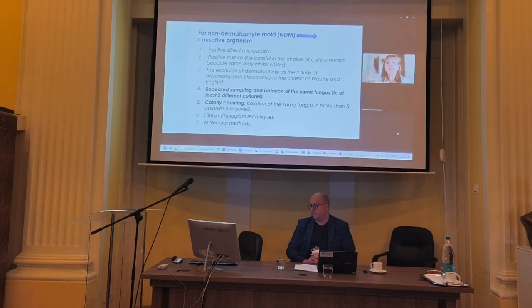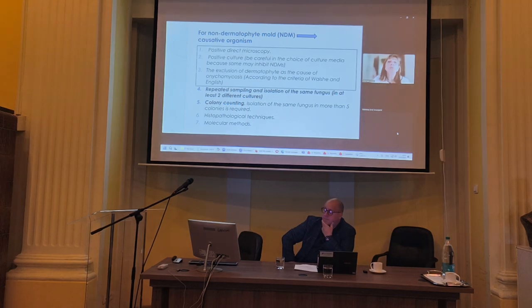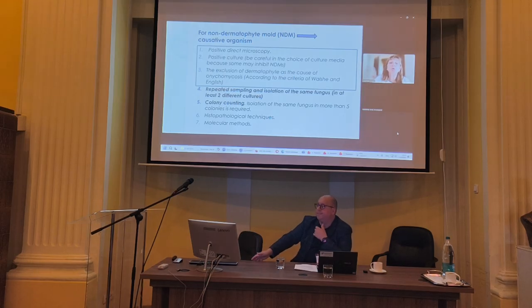If we have a non-dermatophyte mold and must give an answer for the onychomycosis, we must also have a positive direct microscopy and a positive culture. Be careful in the choice of culture media, because sometimes they may inhibit NDMs. Also, we must exclude a dermatophyte as the cause of onychomycosis according to the criteria of Walsh and English: repeated sampling and isolation of the same fungus in at least 2 different cultures.